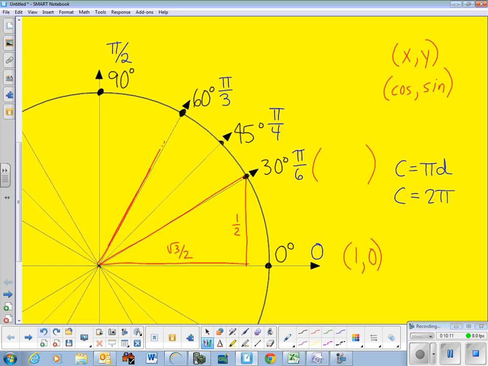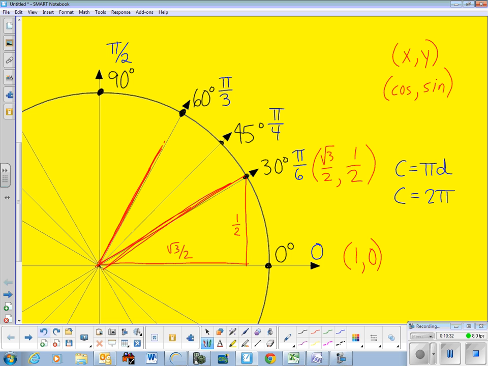All right, 30 and 60 are going to be the ones that are easy to confuse. I'm at 30. I'm going more right than I am up, which means the cosine, the horizontal movement, is the longer side of the two. The square root of 3 over 2 is longer than 1/2. 1/2 is the distance that I go up.